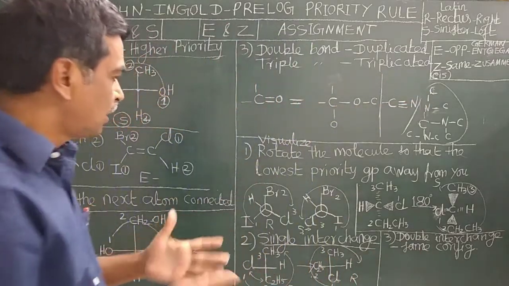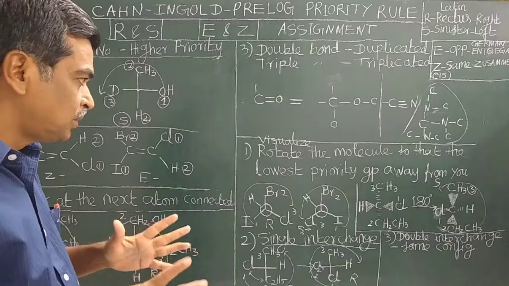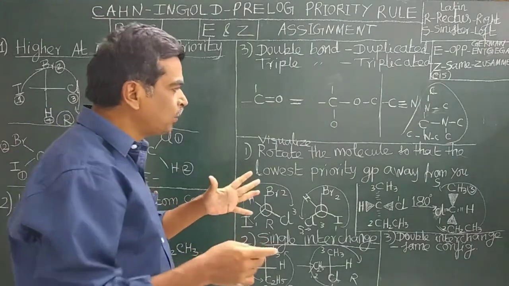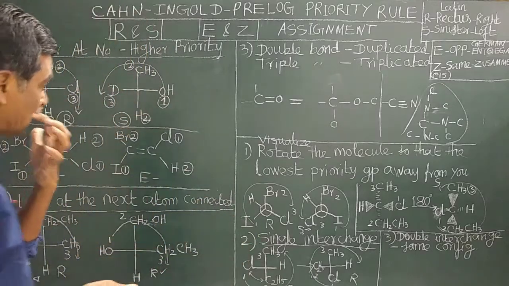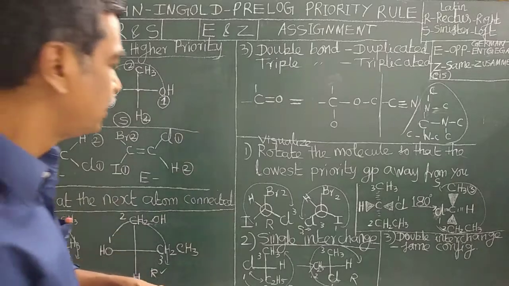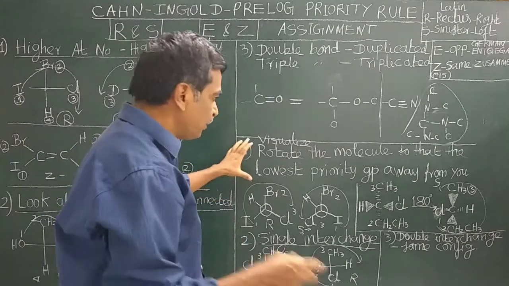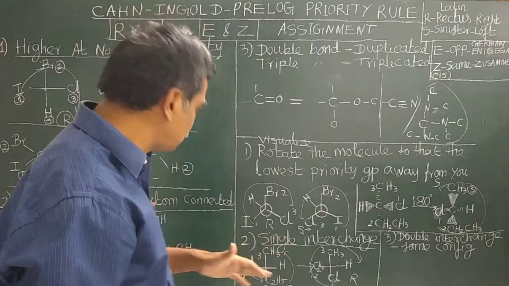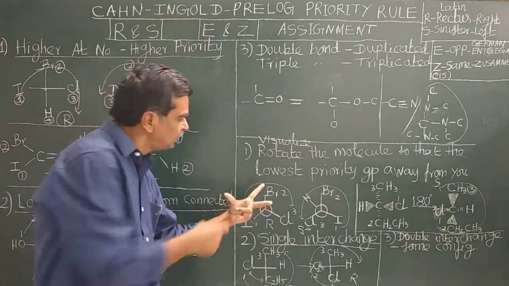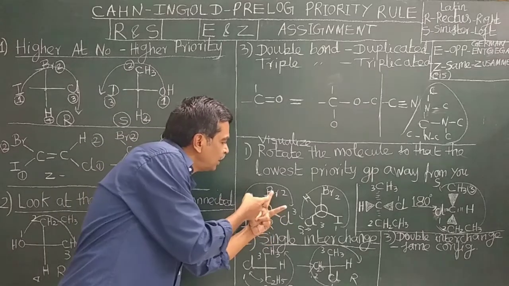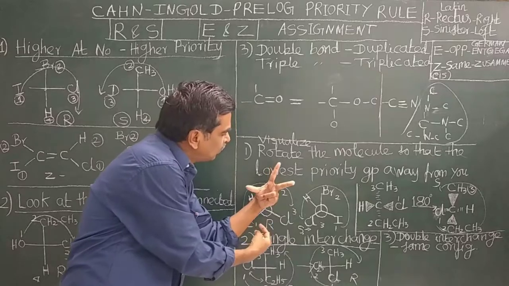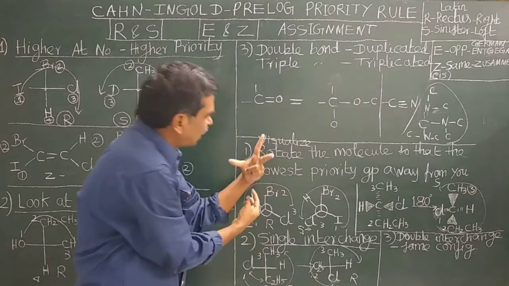Now there are three steps to assign the configuration. There are some cases where it will be confusing. These rules are very much essential to assign the configuration. Please remember these rules, it is not given in the textbook especially. See, in this case, this is iodine and this is chlorine and this is bromine, and sorry, hydrogen is away from you.